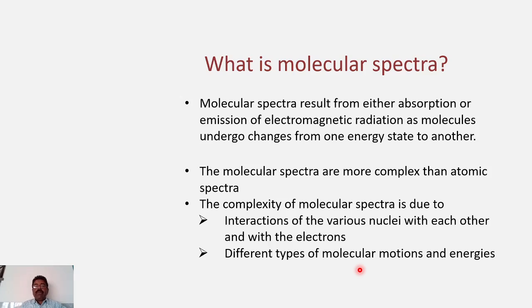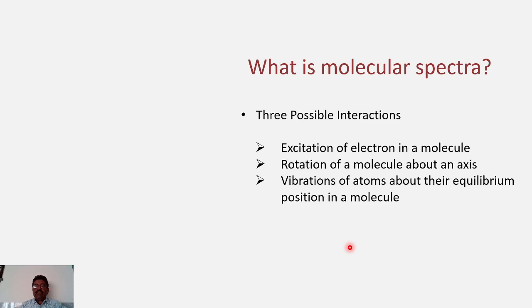Therefore, simultaneously, the different interactive forces, different molecular motions, and different energies involved all have their own impact. Therefore, there are different types of energy states involved in the case of a molecule, and the simultaneous transitions among these different states result in different types of spectra for a molecule. So let us see what these different interactions are. Three possible interactions are there.